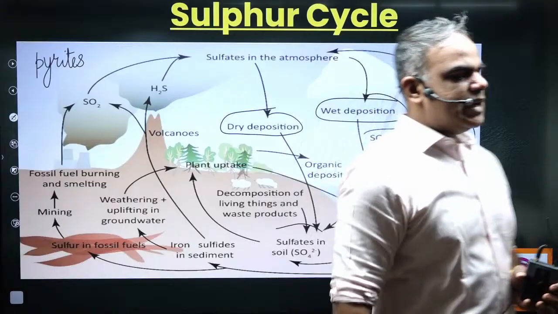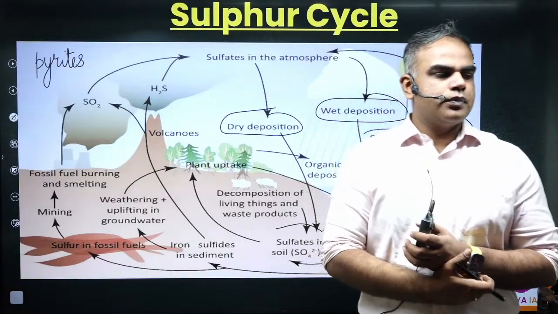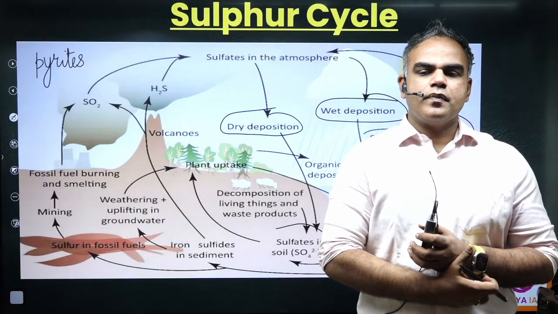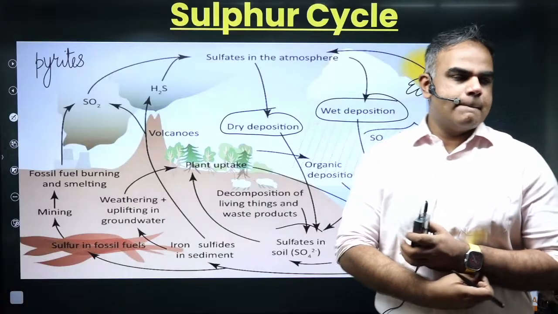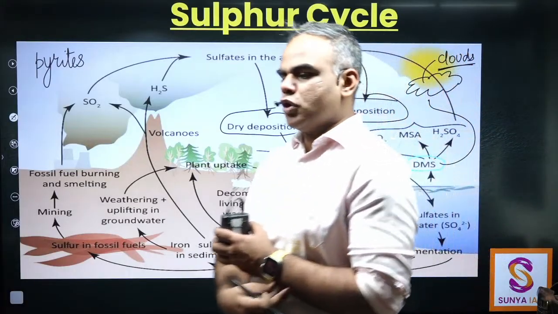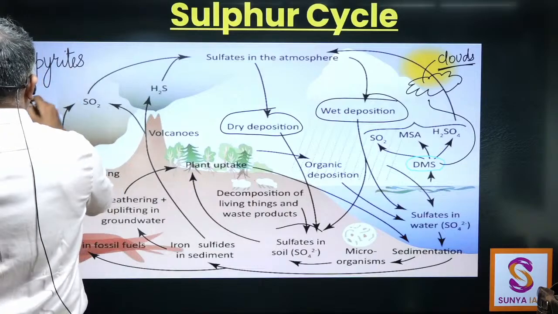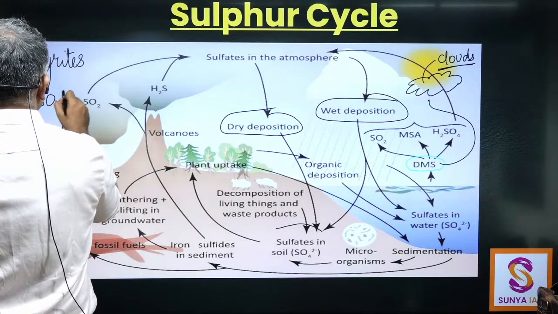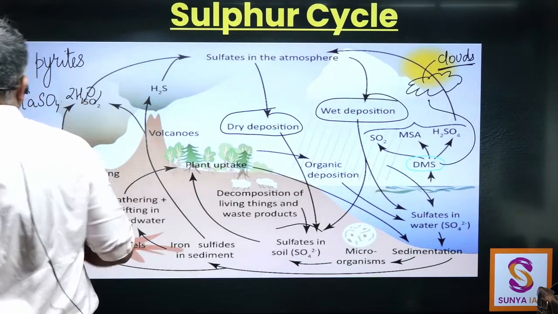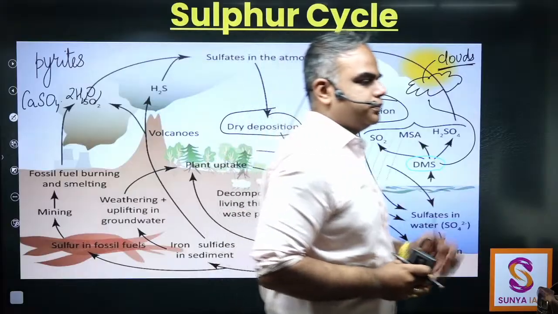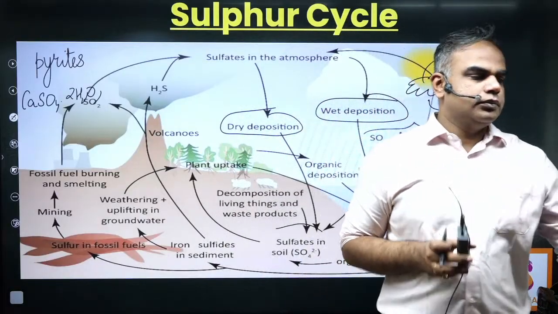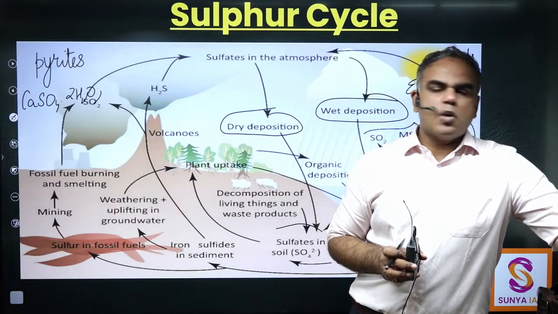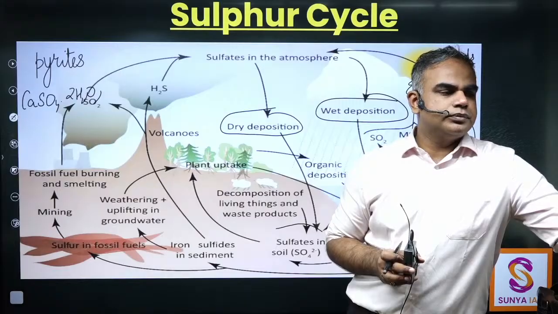In brackets we can write FeS2, and gypsum. Pyrites and gypsum. Gypsum is CaSO4.2H2O. Nobody's going to ask you the chemical form, but for now, because it is SO, sulfur is present here. CaSO4.2H2O. This is gypsum. The first point we've written is, in reservoir, it is present in Earth's crust, right?